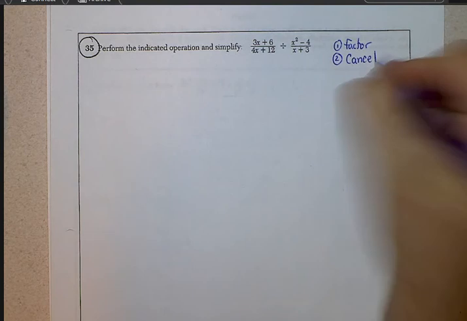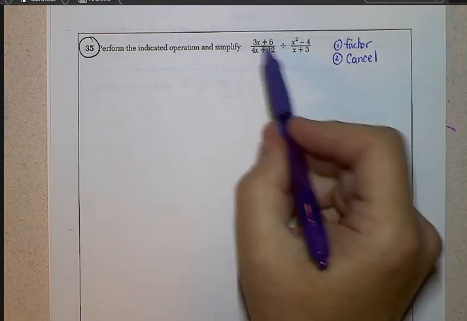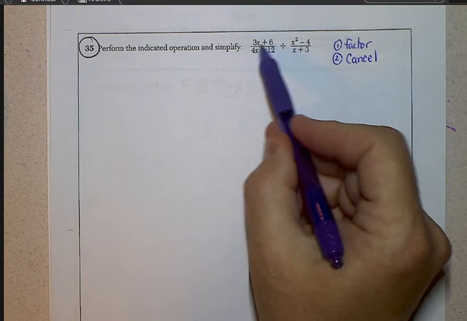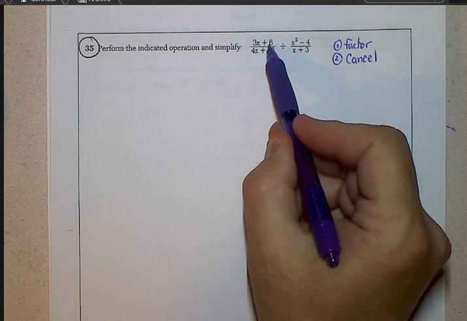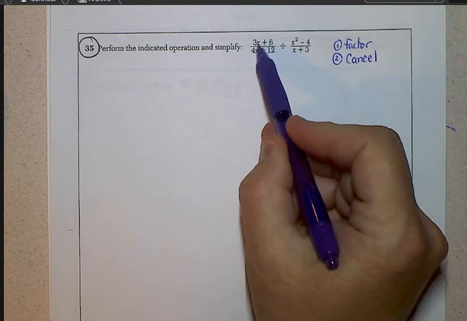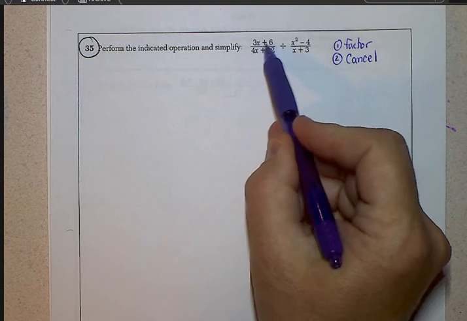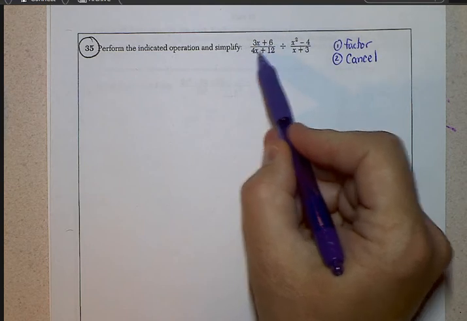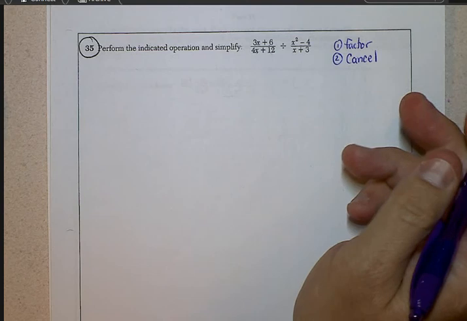Okay? And remember, we cannot cross anything out that's attached to something else with a plus sign or a minus sign. So I cannot cancel this x and this x because this x is attached to that 6 and this x is attached to that 12. So remember that. We can only cancel out binomials.